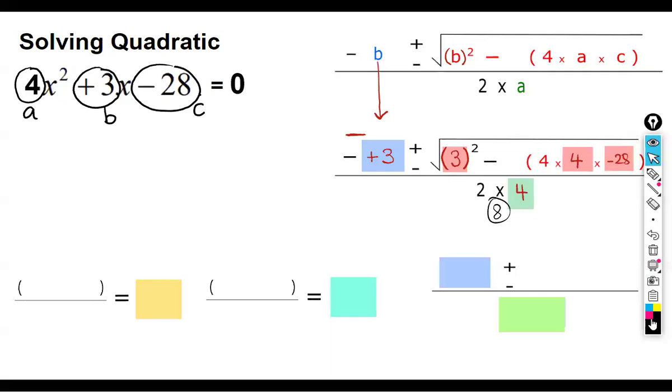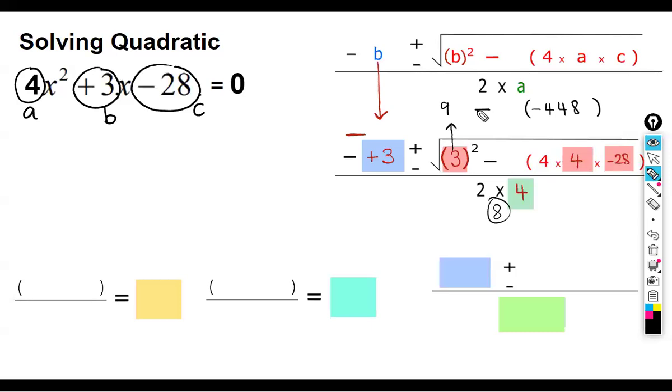Let's work out this piece underneath the square root sign. 3 squared is 9. Everybody knows that. It has a minus sign here. It's going to write it back. 4 by 4 is 16. 16 by minus 28. Anybody getting minus 448? 4 by 4 is 16. 16 by 28 is 448. And well, yeah, it has a negative here. So a positive and a negative is what? A negative.